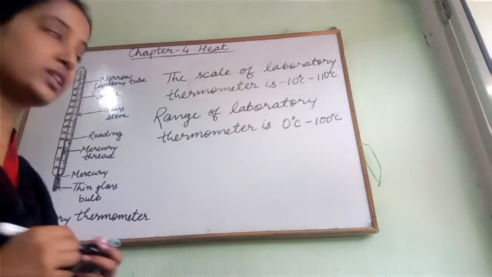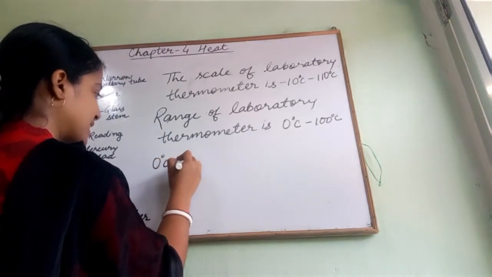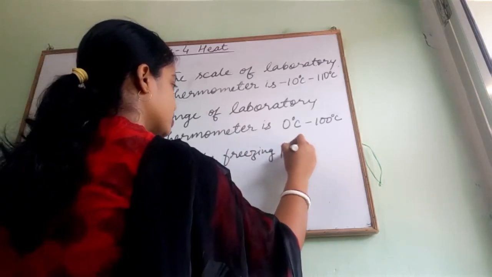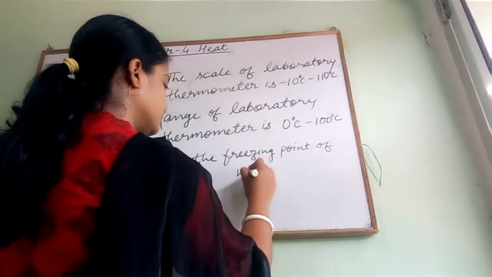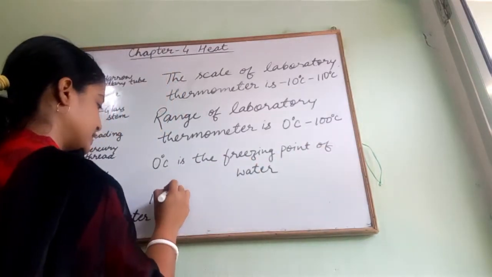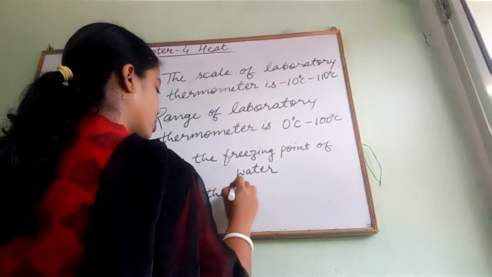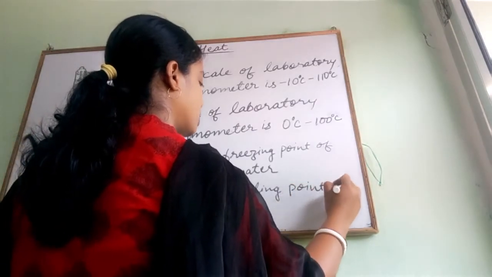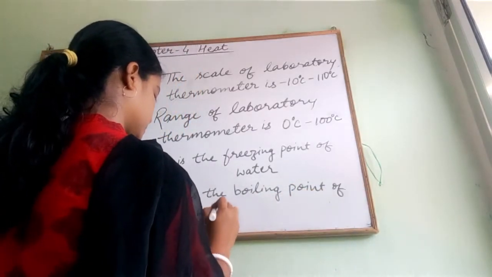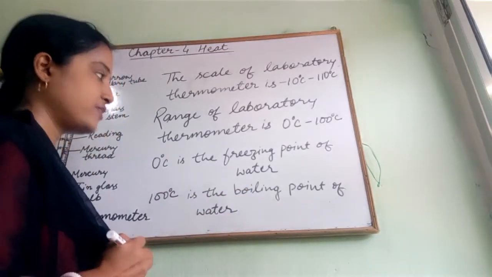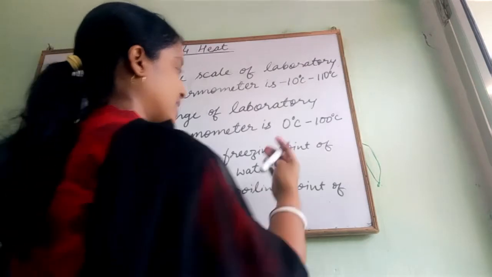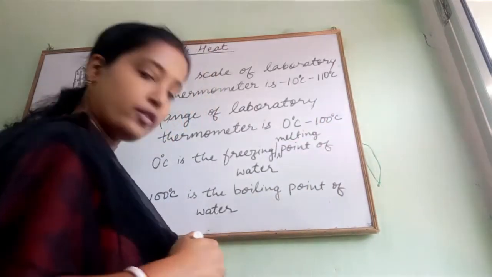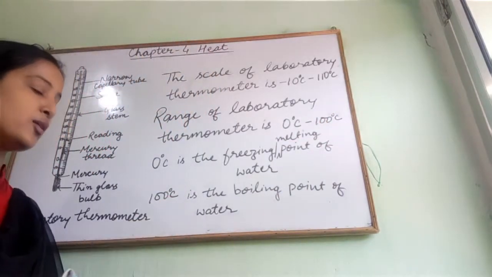So as you already know, children, 0 degree Celsius is the freezing point of water, and 100 degree Celsius is the boiling point of water. Okay, so this is the freezing point, or we can also say this one is the melting point of water, 0 degree Celsius, and 100 degree Celsius is the boiling point of water.